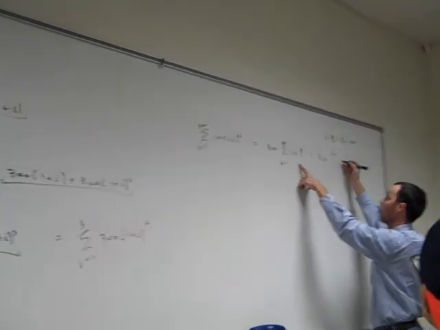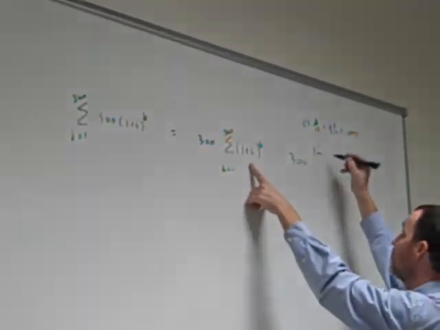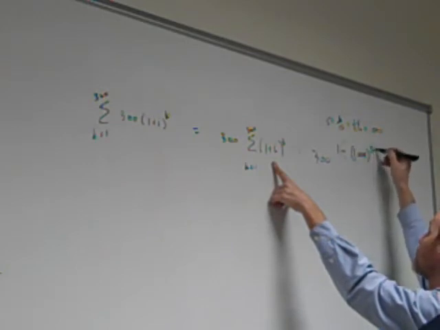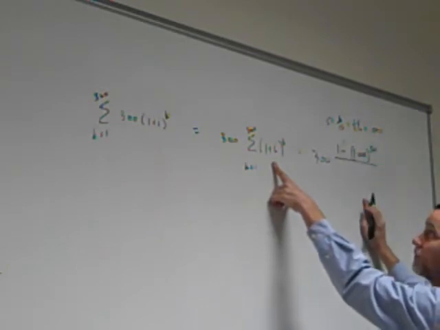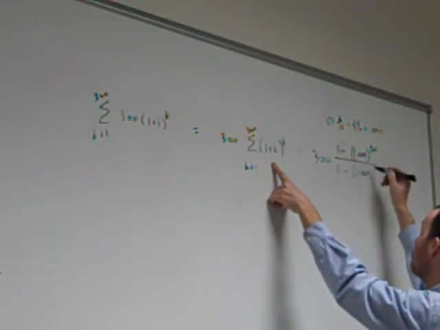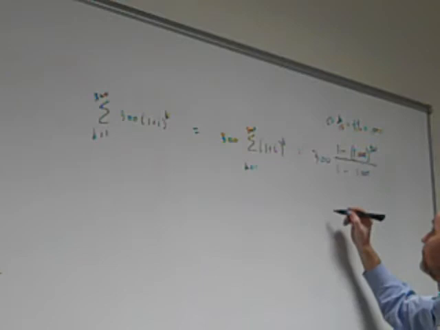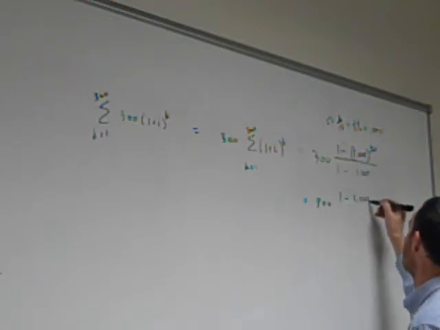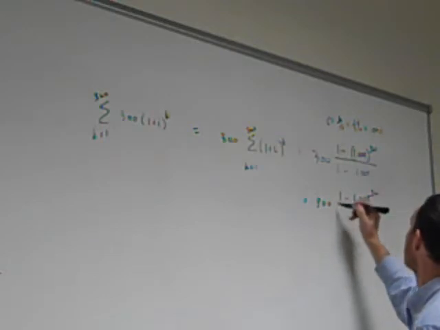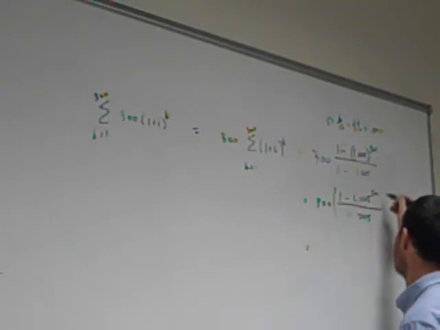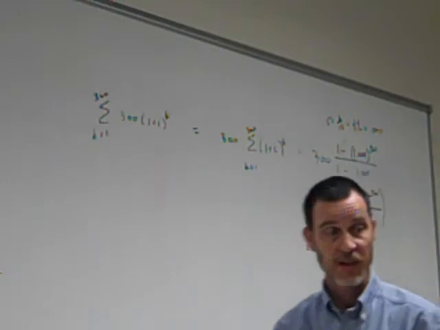Minus, remember our formula is 1 minus this to the n plus first. So 1.005 to the 361, divided by 1 minus 1.005. Okay. Who's got a calculator?